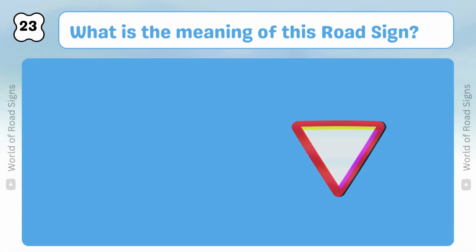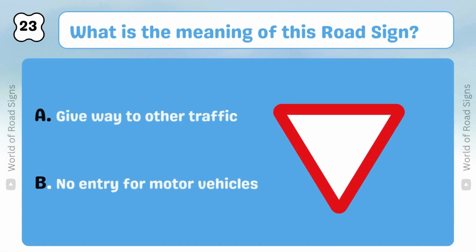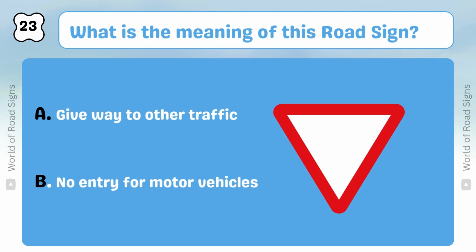Question 23. What are drivers required to do at this sign? A. Give way to other traffic. B. No entry for motor vehicles. Well done if you selected option A, give way to other traffic.